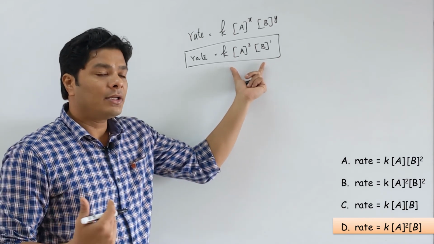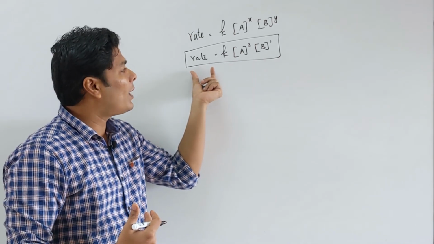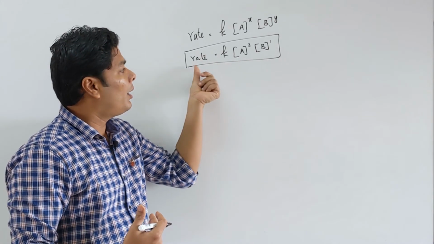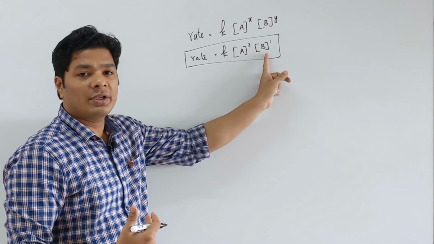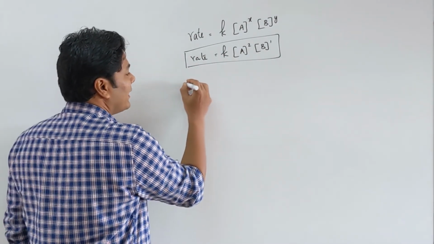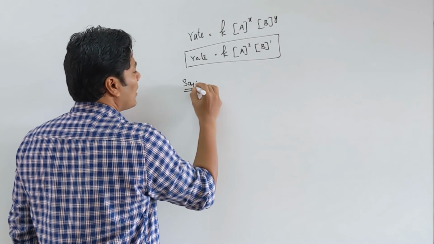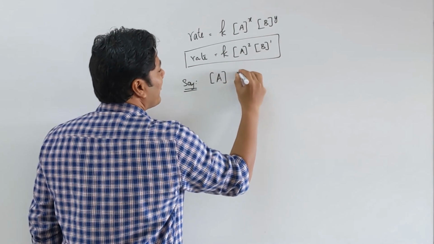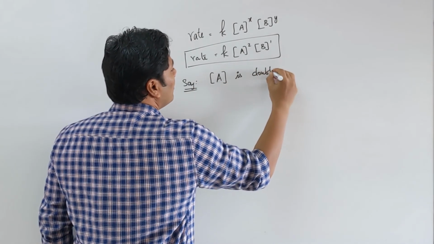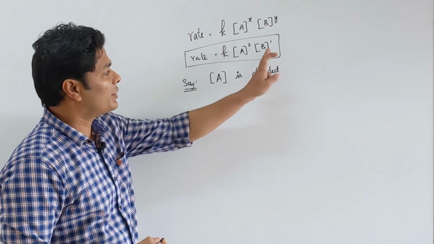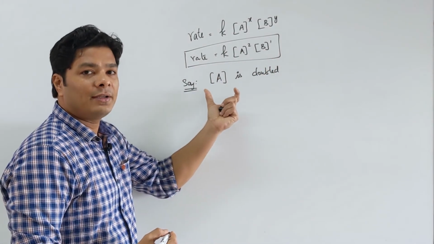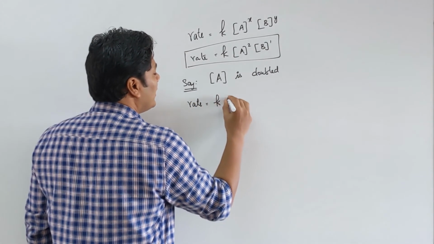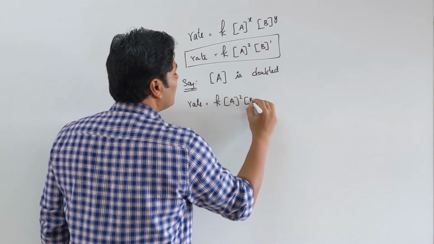Now there is another pattern that you can get from here. Now what happens when I change the concentration of A, the rate is still the same, what should happen to the concentration of B? For example, let's say concentration of A is doubled. What should be the concentration of B so that the rate is unaltered or the same? So now we know that rate equals k a squared b to the power 1.